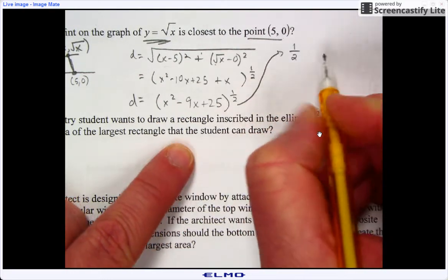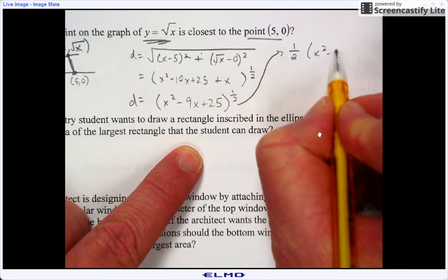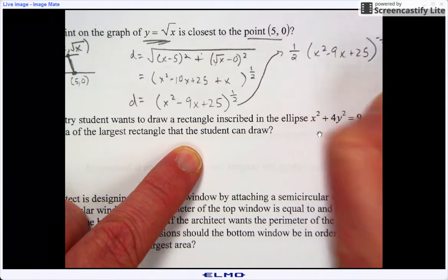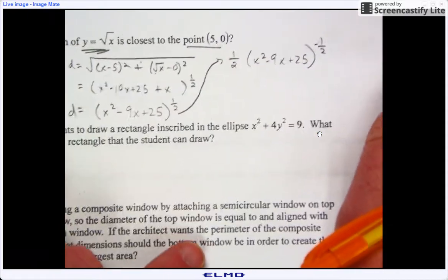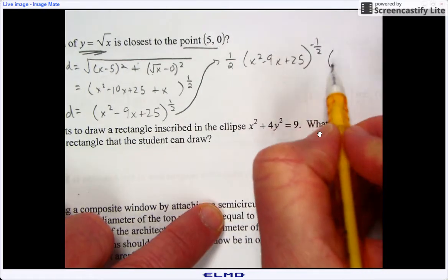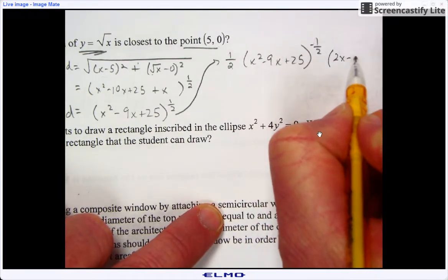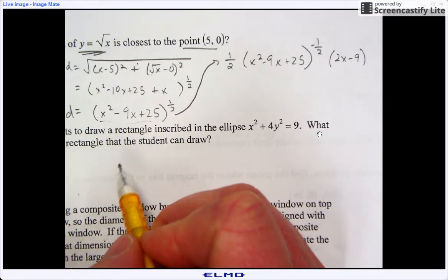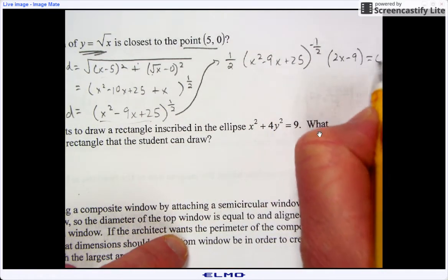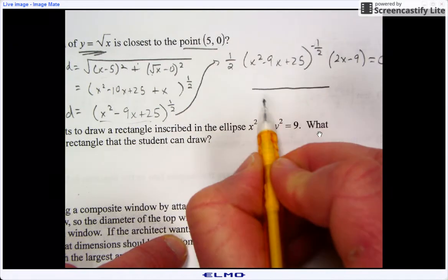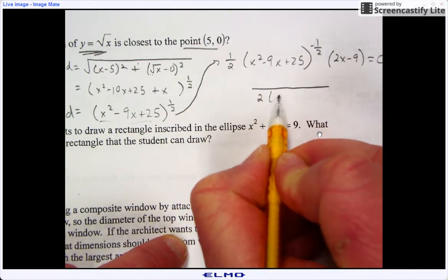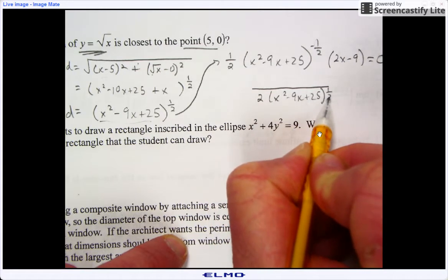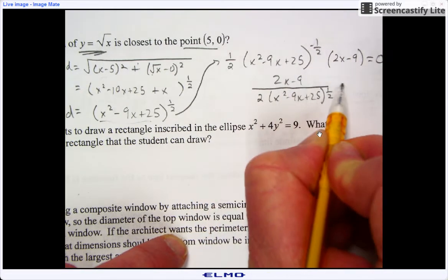So 1/2 times x squared minus 9x plus 25 to the negative 1/2 times 2x minus 9, because that's the derivative of the inside, which actually makes this easier to solve, because when you write it as a fraction, 2 goes down here, x squared minus 9x plus 25 goes down here, and 2x minus 9 in the numerator.